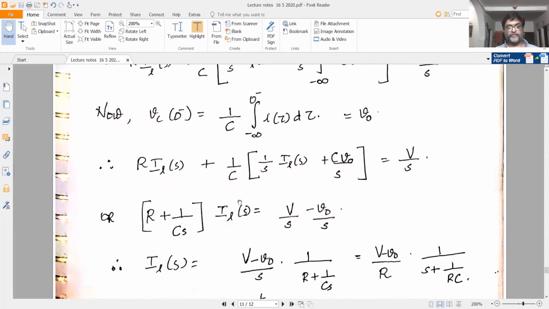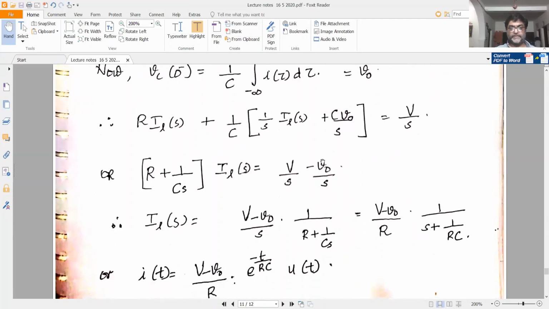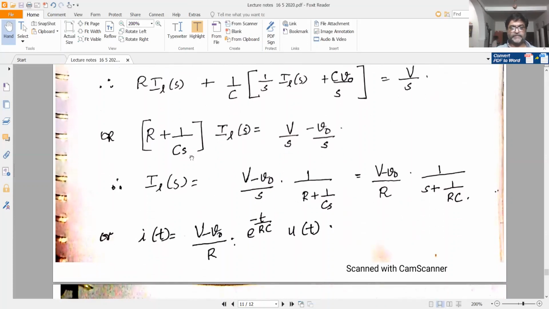Now we will group these terms together. So you can write this as (R plus 1 by CS) into IL of S is equal to V by S minus V0 by S. Therefore, IL of S can be written as (V minus V0) by S into 1 by (R plus 1 by CS).